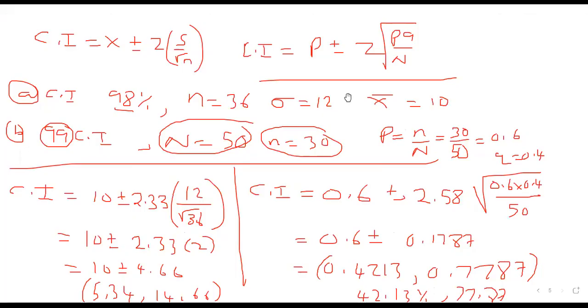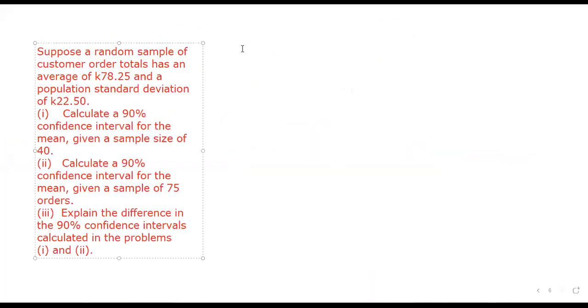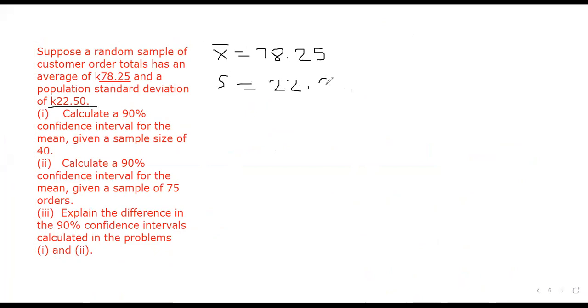So let's look at this question here and help me identify what has been given in the question. So what has been given in this question? Let's identify. Number one, X bar. What is our X bar? 78.25. What else have we been given? Standard deviation. 22.50. So part one, we're being asked to find a 90% confidence interval.